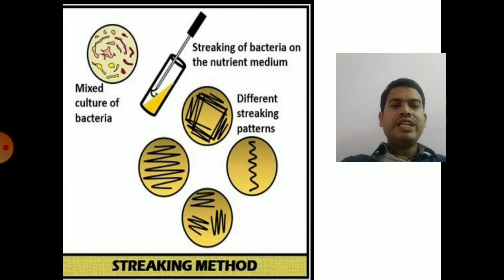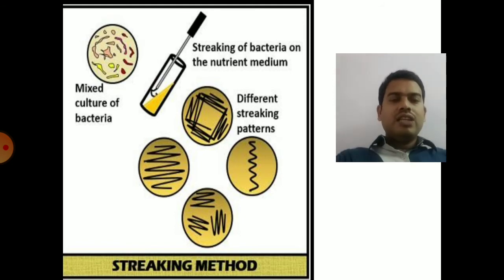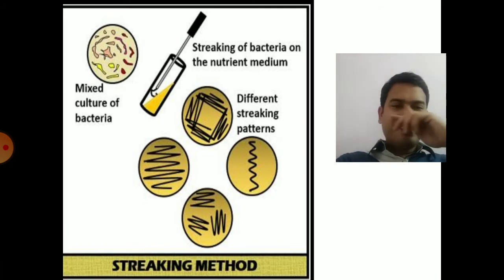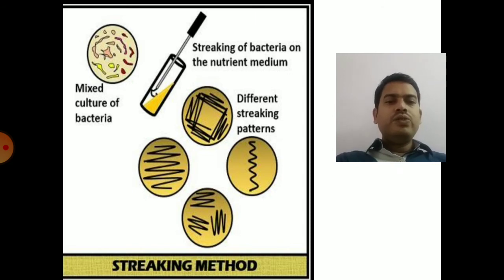The next one is the streak plate method. In this method, you streak the bacterial sample on the surface of the nutrient agar medium. Again, as in the spread plate method, you prepare nutrient agar medium, pour it in a petri dish, and allow it to solidify. After that, you take a loop and dip that loop in your bacterial sample. After dipping, you collect the loop and streak on the surface of the nutrient agar medium.